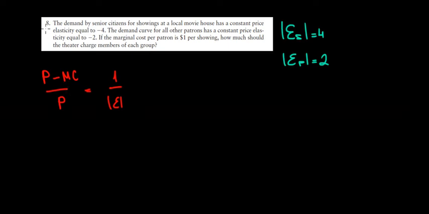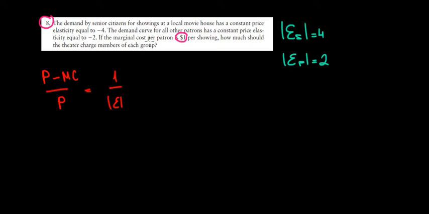Let's have a look at question 8 in this video. So we have the demand by senior citizens for showing that a movie house that has a constant price elasticity equal to -4, then the other patrons have a price elasticity equal to -2. If the marginal cost per patron is $1, then how much should the theater charge members of each group?